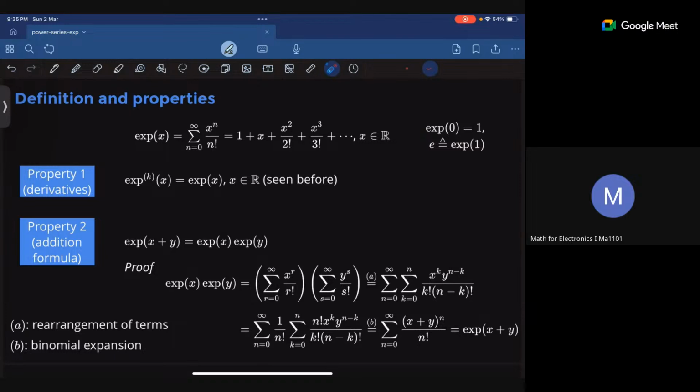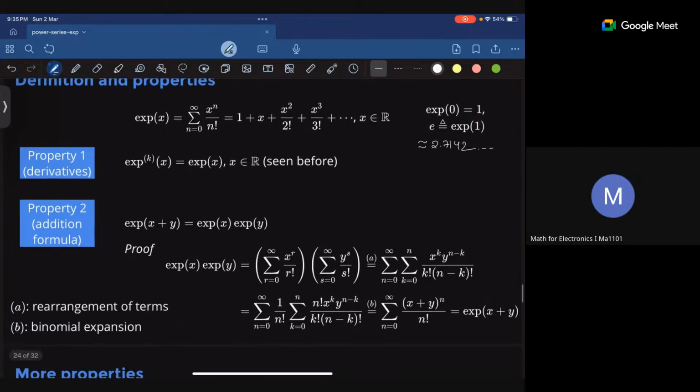And when x is 1, you will have 1 plus 1 by 2 factorial plus 1 by 3 factorial and so on. So that is defined as Euler number, which is e. Okay, so exponential of 1 is defined as e, and e is basically approximately 2.7142 and so on, right? So that is e.